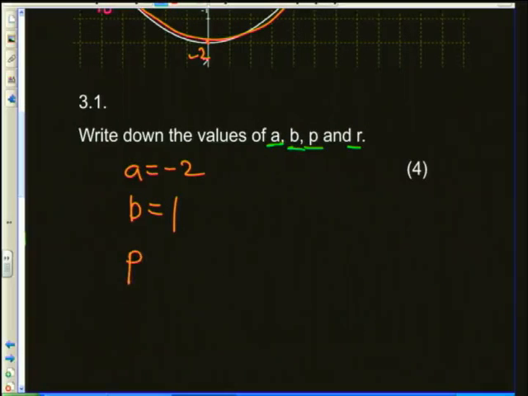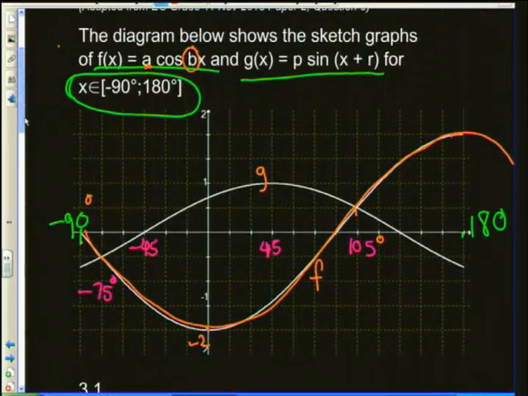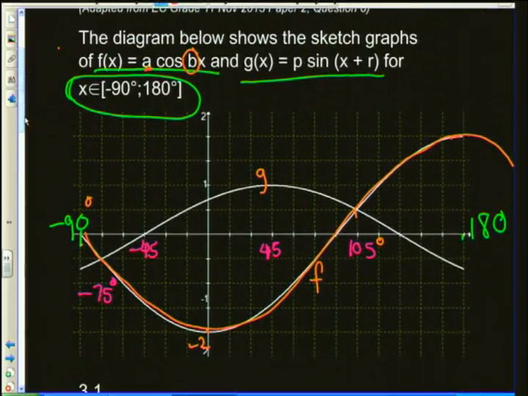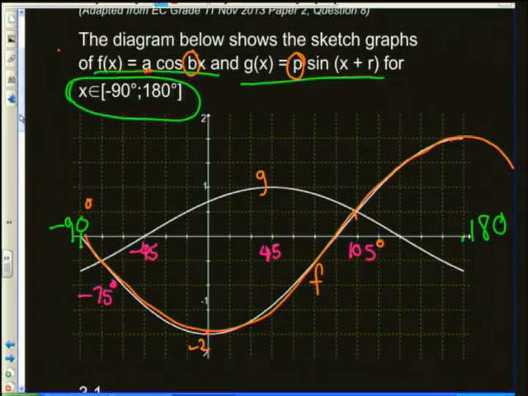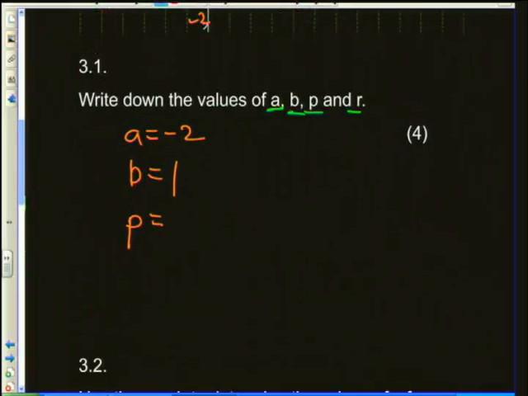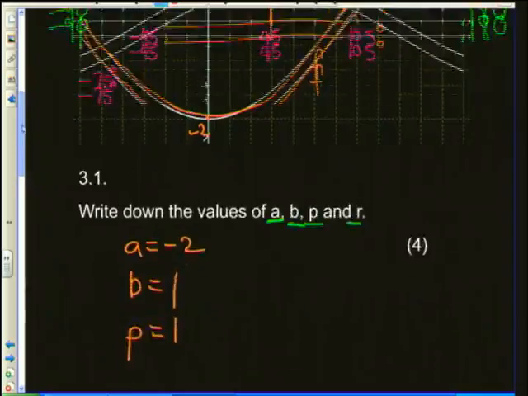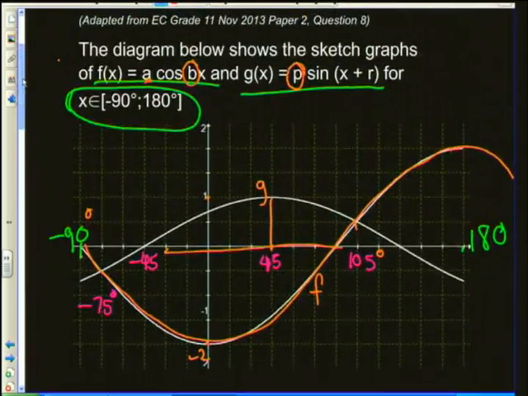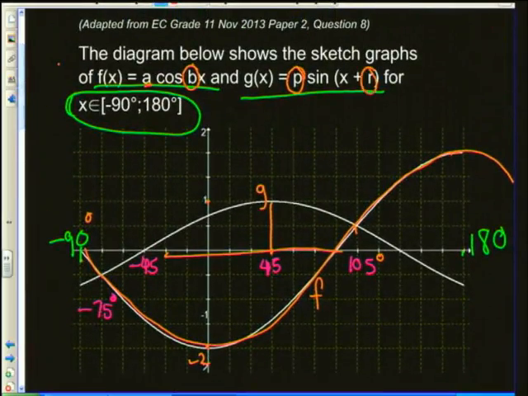And P, okay, P now will take us to the other graph, the sine graph. All right, again, P is the amplitude of my graph. So what is the distance from the center line to the highest point? As you can see, it is 1. So it means that my P value is equal to 1, and R, they want that one there.